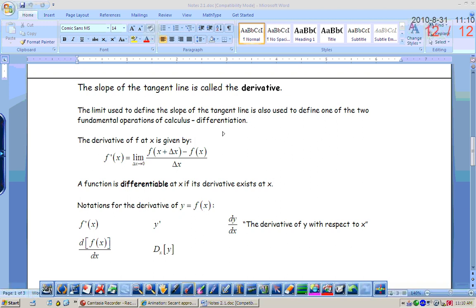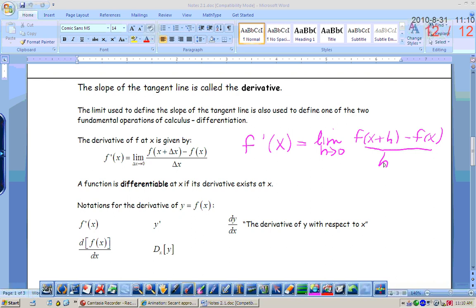The limit used to define the slope of the tangent line is also used to define one of the two fundamental operations of calculus called differentiation. So the verb form of the derivative is differentiation. The derivative of f at x is given by this right here. Once again, here I use the delta x. I should probably change that to h. There are several notations for derivative, but probably the most common is f prime of x. That means the derivative. So f prime of x equals the limit as h approaches 0 of f of x plus h minus f of x, all over h.